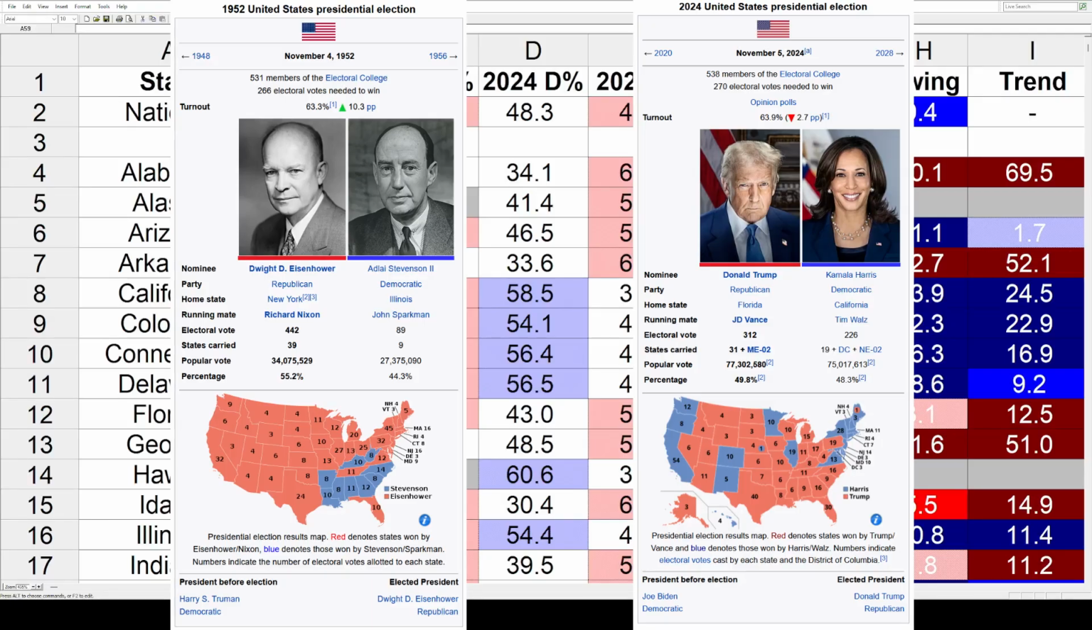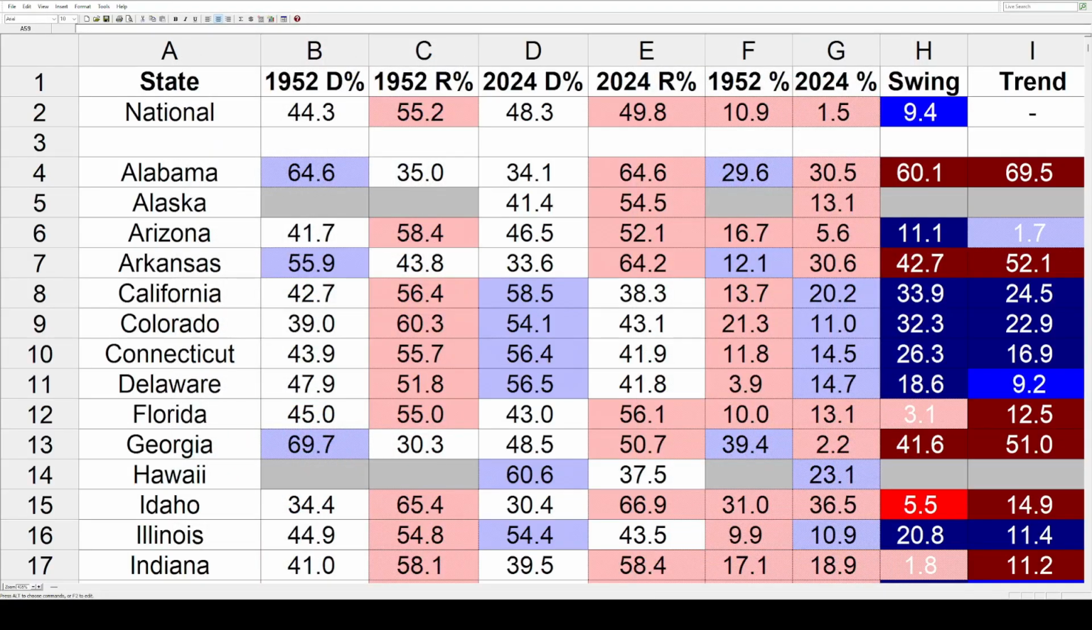He got 89 electoral votes out of 9 states, and that was worth 44.3%. And you can see the vast majority of that map is red. Then we've got the very familiar 24 stats here. We're not going to cover that. We see it in every video. So let's hop onto the spreadsheet.